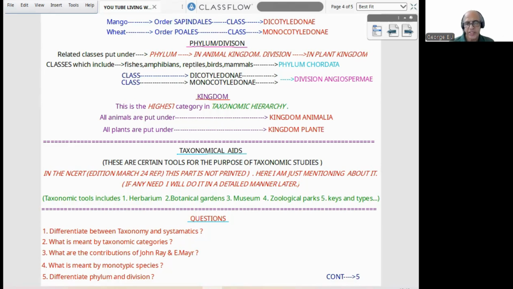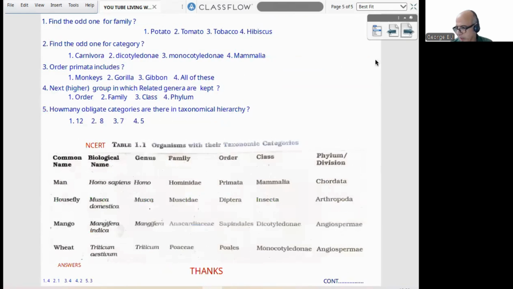Then taxonomical aids: just to mention, if any need comes, we will do a detailed episode later. What all things will come under it, I have just written there. Then five theory questions, five NEET model questions. After that is a predominant table from the exam point of view, from NCERT. Memorize it. Then the key is also provided here.